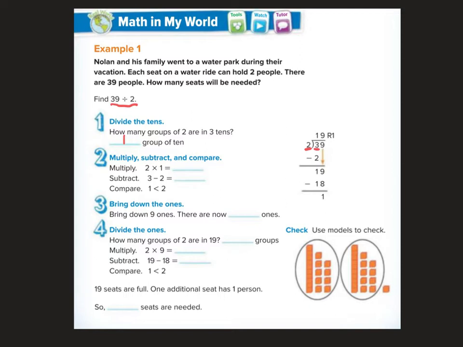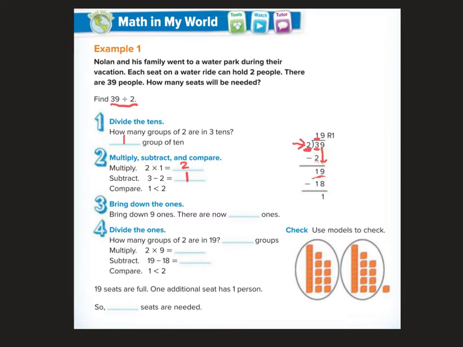Then I'm going to multiply 2, my number on the outside, times 1 on the top, and get a 2. Then I need to subtract. 3 minus 2 is 1. And then I'm going to make sure that the difference I got after subtracting is less than what I have on the outside of my house here. It needs to be less than. So that's our compare. Then I'm going to bring down the 9. So now I'm looking at the number 19.